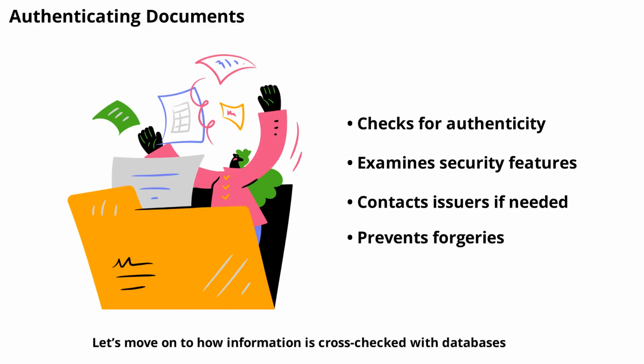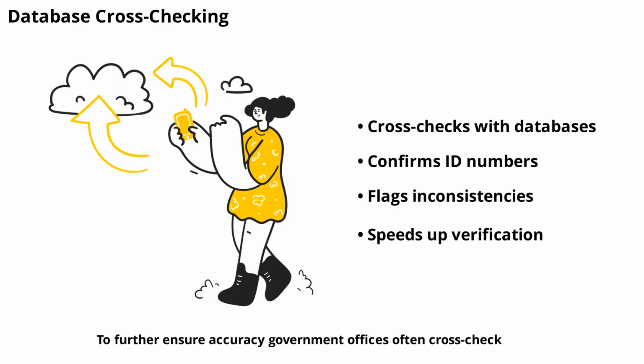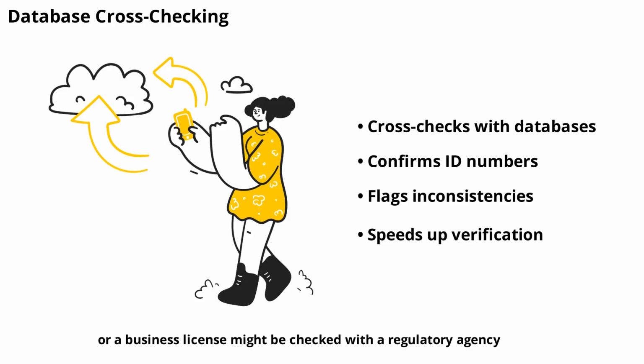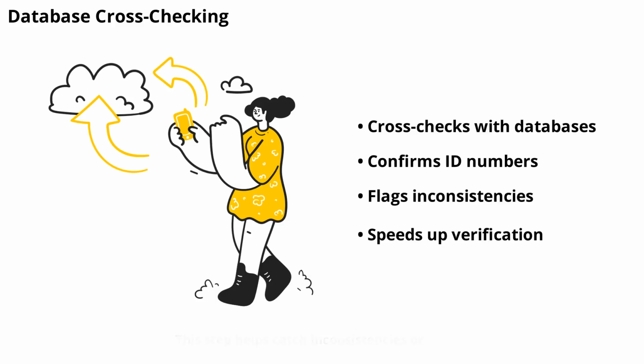Let's move on to how information is cross-checked with databases. To further ensure accuracy, government offices often cross-check information against official databases. For example, an ID number might be verified against a national registry, or a business license might be checked with a regulatory agency. This step helps catch inconsistencies or outdated information that could otherwise go unnoticed. By leveraging interconnected databases, agencies can quickly confirm details and flag any discrepancies for further review.